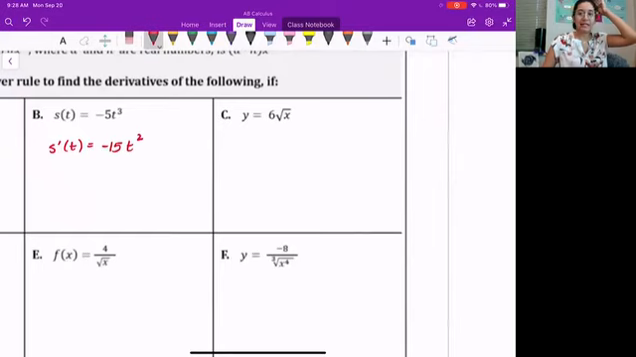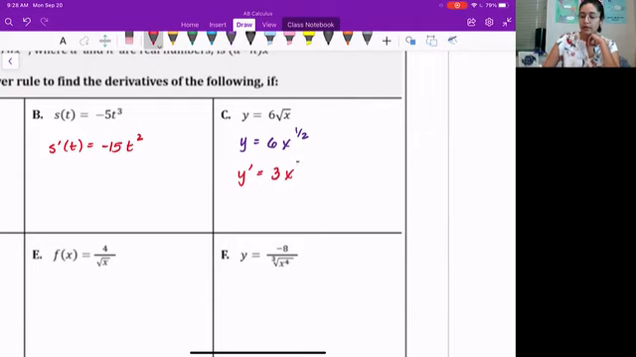Now, here on part C, same thing. I'm not seeing an exponent. I need to rewrite my function so that I can see an exponent. I'm not deriving yet. I'm still talking about the original function, y equals. And instead of root x, I'm going to write x to the 1/2 power. Now I'm ready to apply the power rule. y prime equals. 6 times 1/2 is 3. And 1/2 minus 1 is -1/2.